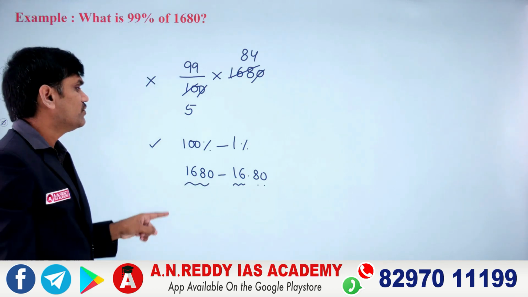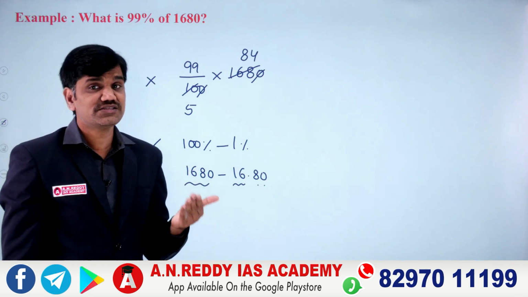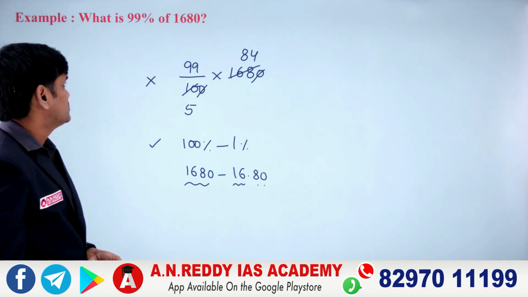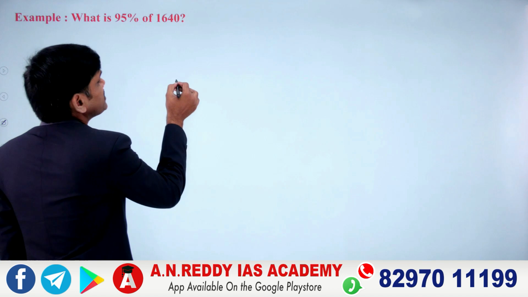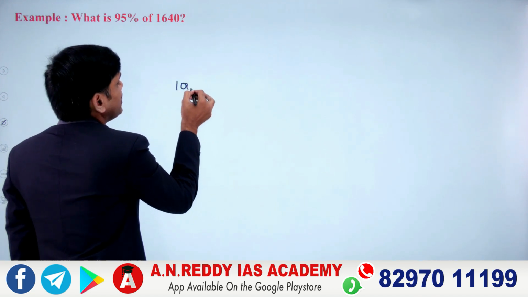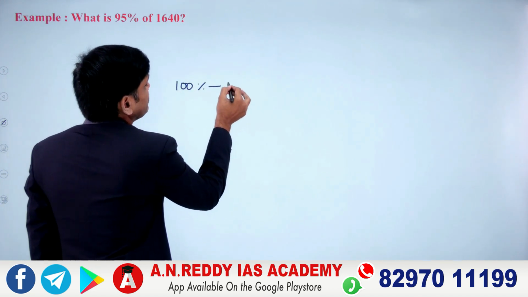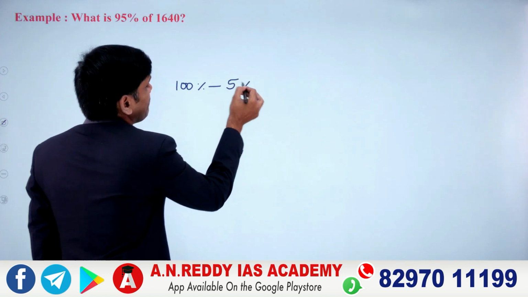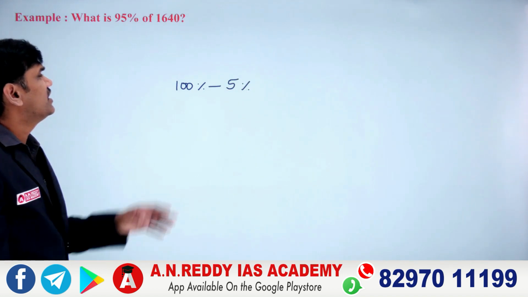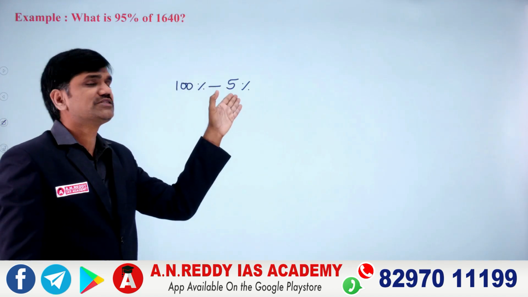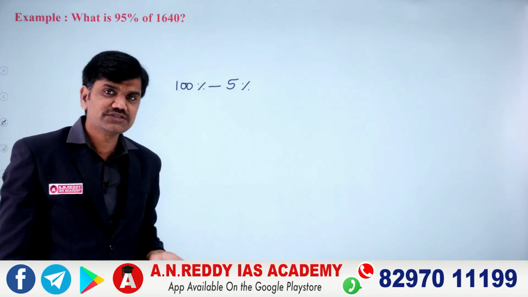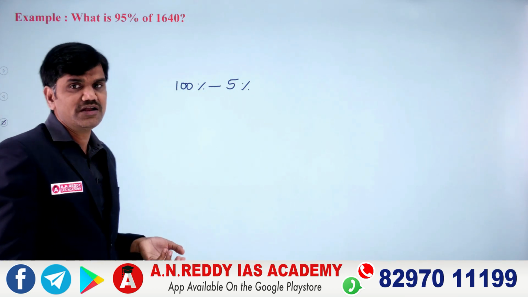So in order for you to think like this, what are the basic things that are needed? Let us see one more example, then I will take you to that calculation tricks. Here also 95%, now you can treat it as what? 100% minus 5%. So if you can directly get that 100% of the number is nothing but the number itself, if you can directly get what is 5% of the number, you can easily solve it without going for 95 by 100 and all.